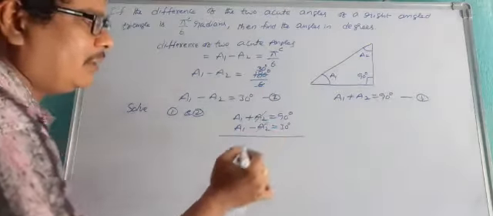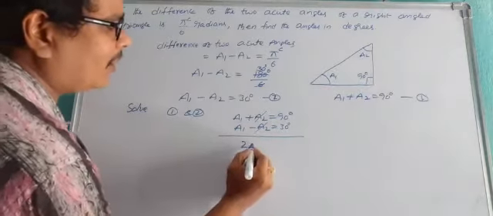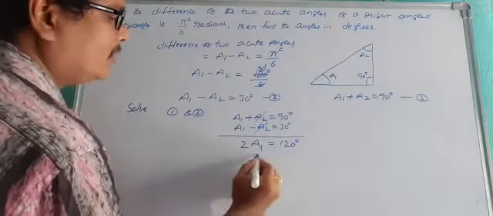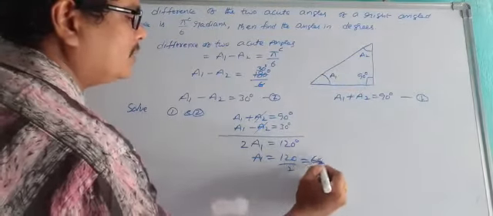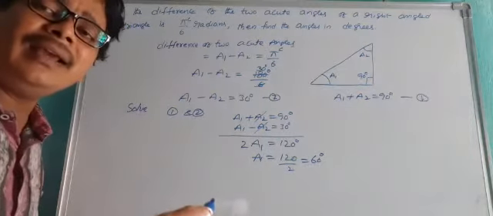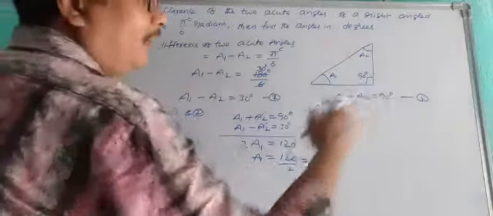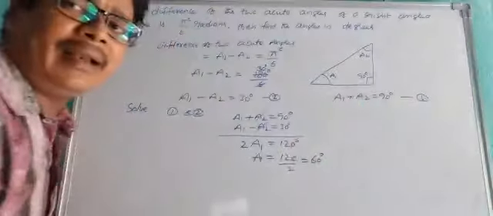You add them, A2 is cancelled. Remaining A1 plus A1, 2A1 equals 120 degrees. So A1 equals 120 by 2, that is equal to 60 degrees. We got one of the acute angles, that is 60. The other angle is 30 degrees. Anyway, the sum of the two acute angles equals 90, because the other angle is already 90.